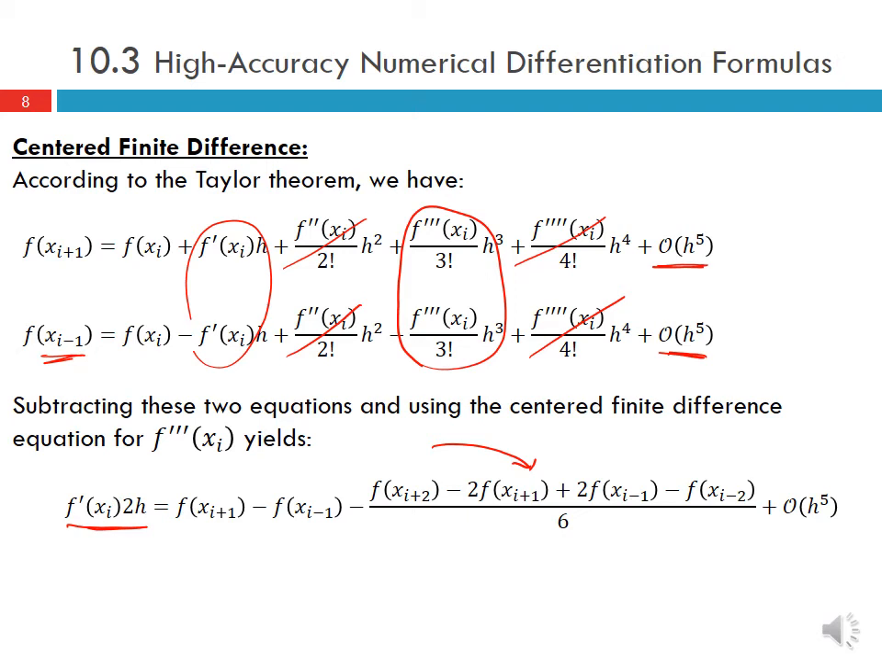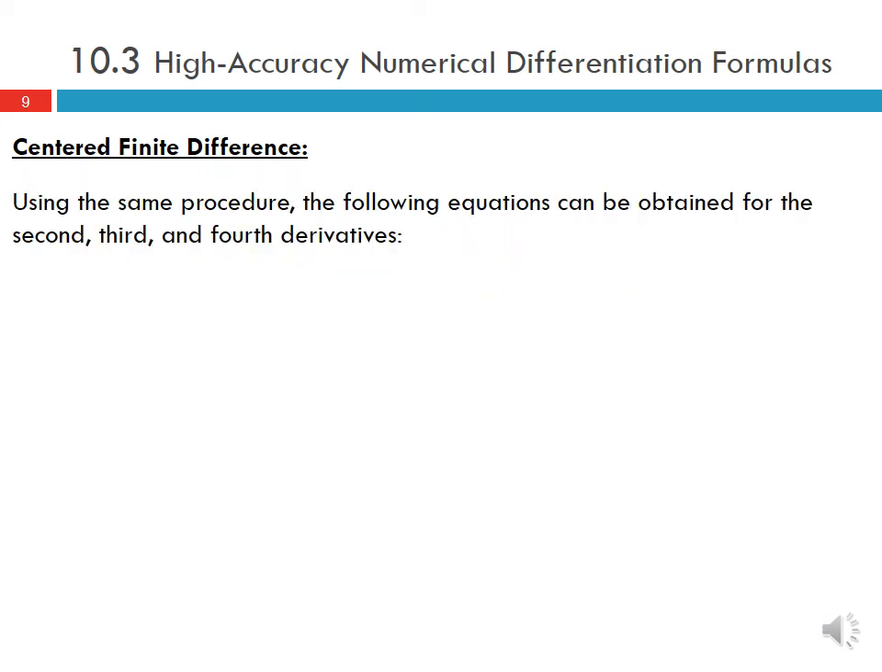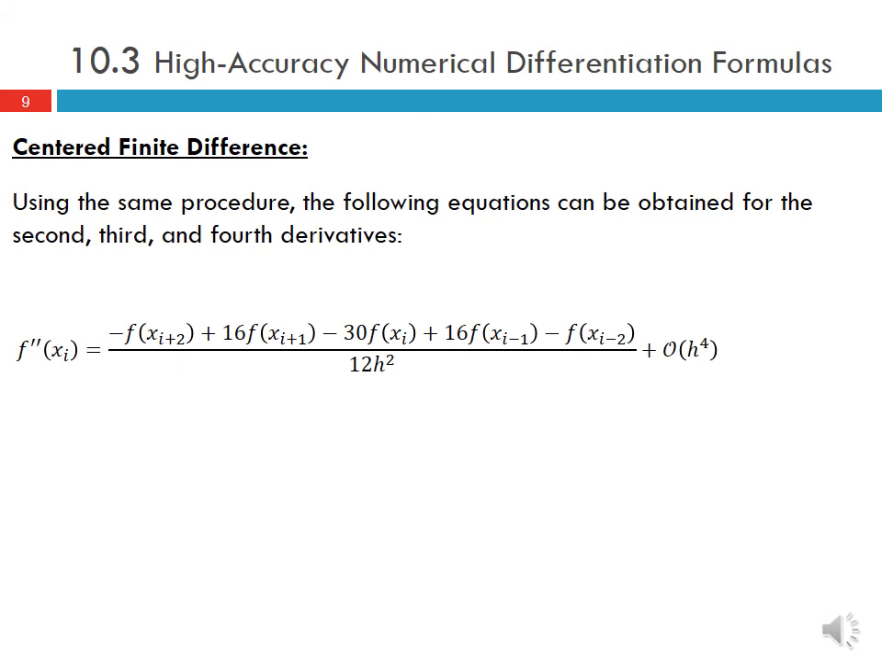We can divide through by 2h, and we get that the first derivative at xi can be approximated with the expression shown here, which is dependent on the function values at xi plus 1 and xi plus 2, as well as xi minus 1 and xi minus 2, and it is order h to the power 4. Using the same procedure, the following equations can be obtained for the second, third, and fourth derivatives. This is the expression for the second derivative, which depends on the function values at the point we're interested in, xi, as well as 2 points before it, xi minus 1 and xi minus 2, and 2 points after it, xi plus 1 and xi plus 2.